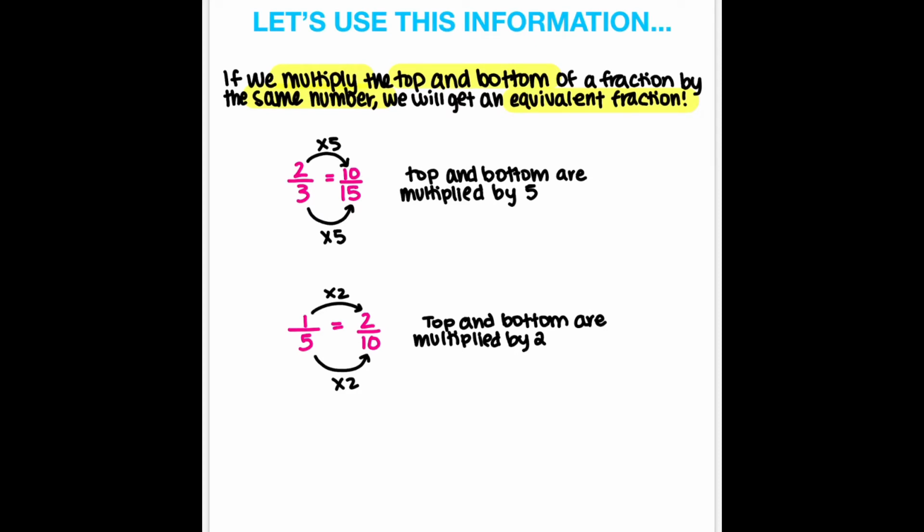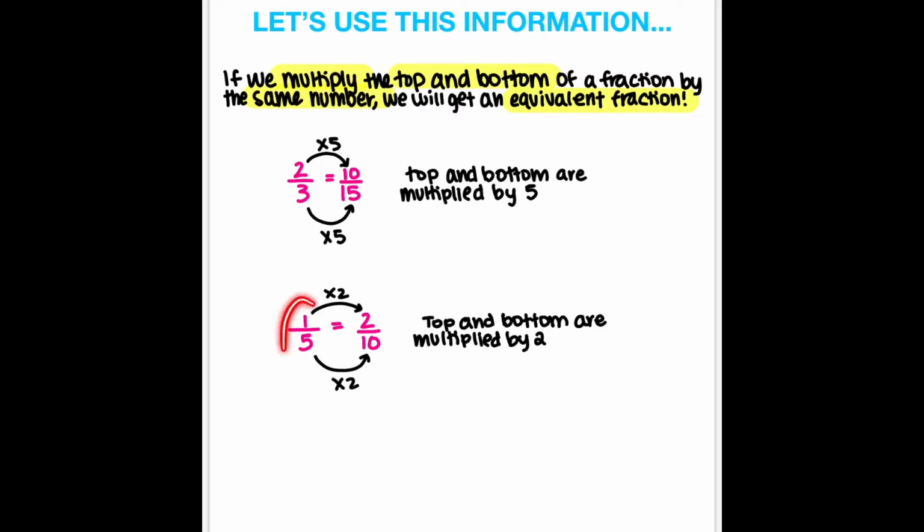And we also know that when we multiply any fraction by 1, we get an equivalent fraction. So 5 divided by 5 is equal to 1. And if we multiply this fraction by 5 divided by 5, that means that this should equal this. This is what equivalent fractions are.